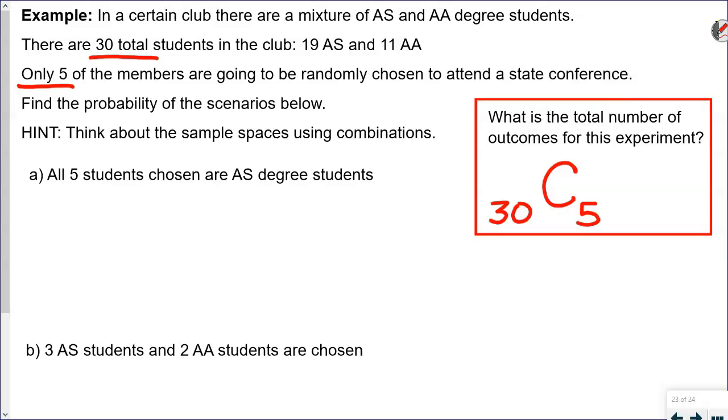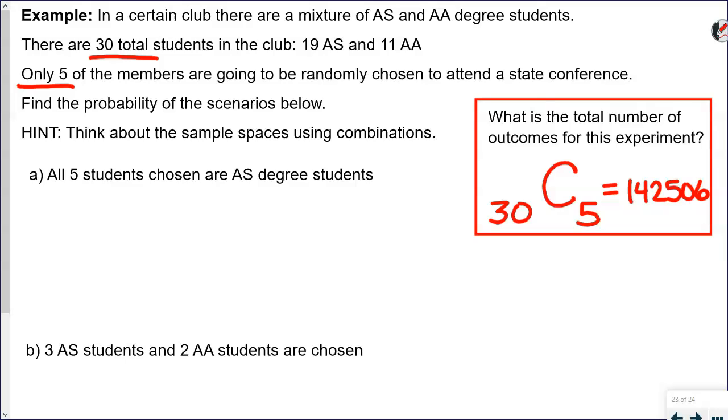So 30, and then choose 5, and we get 142,506. And that does happen to be the same total we got on the last problem. That's obviously not always going to happen. I guess when I was making these examples, I just liked the numbers 30 and 5, so I happened to use it twice. But don't let that confuse you. It won't always be 30 and 5. That's just what I happen to do for these examples.